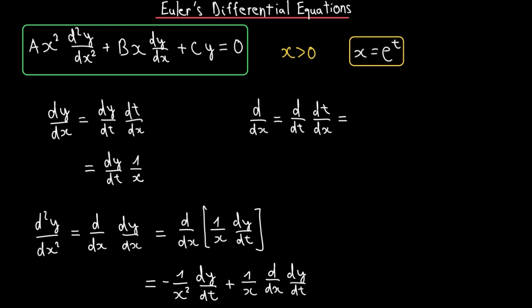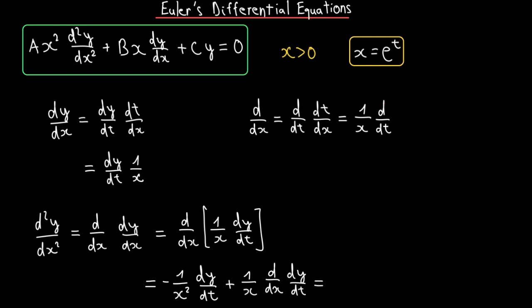And dt by dx is just 1 over x. So 1 over x d by dt. And so these are called differential operators. And whenever d by dx operates on a function y, what it does is it multiplies that function by 1 over x and takes its derivative with respect to t.